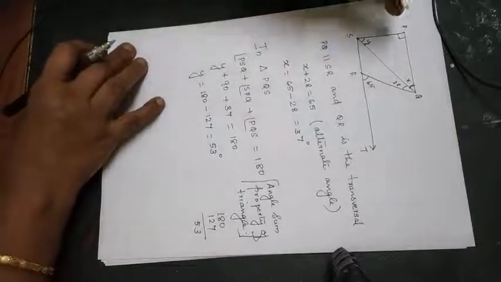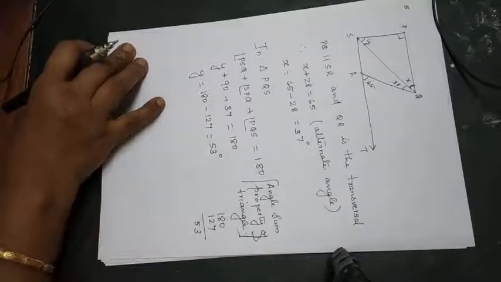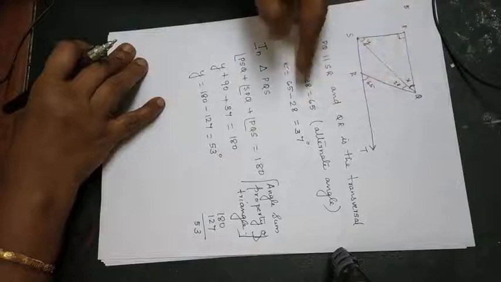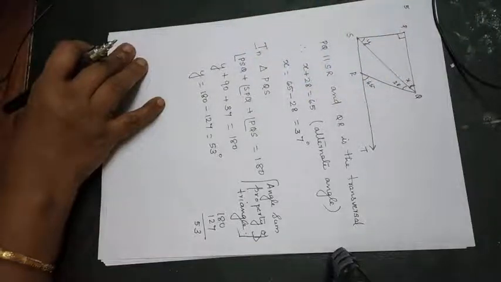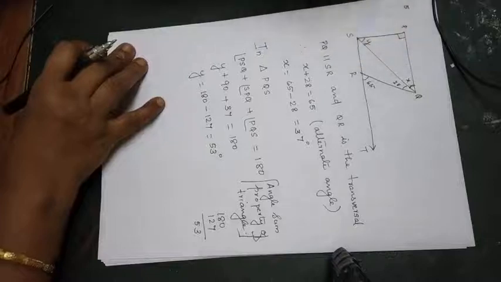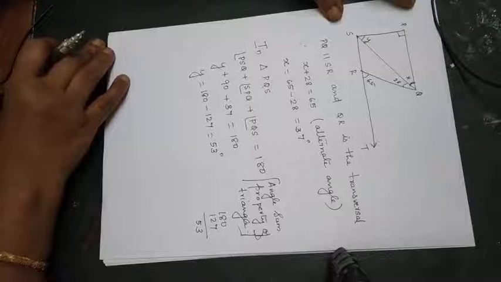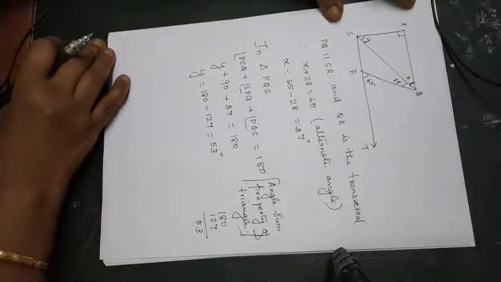So how do we solve that one? First we take PQ parallel to SR and QR as the transversal. So X plus 28 is equal to 65, that is the alternate angle, and from that you get X. Now for the angle sum property of the triangle, we take the triangle PSQ. In that, angle P is equal to 90, X is equal to 37, and you can find out Y.